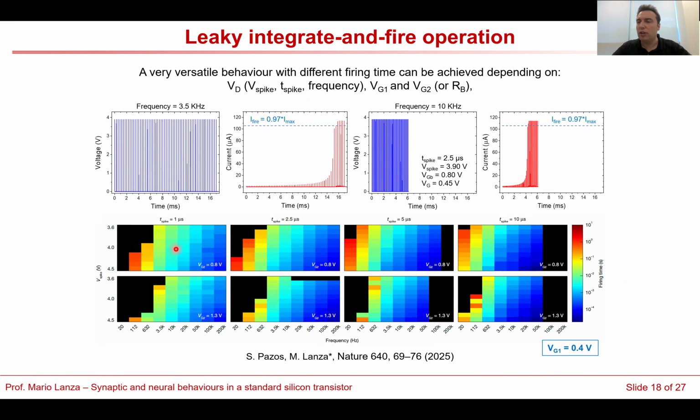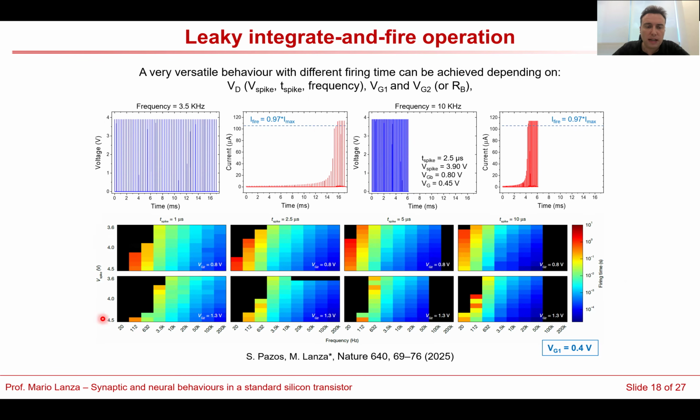For the neuron, we also need to observe the leaky integrate-and-fire operation. And this is something we have observed by applying a sequence of pulses with different frequencies and different voltages. So as you can see here, when we apply pulses of nearly 4 volts with a frequency of 3.5 kilohertz, we need some specific time of around 14 milliseconds to let this device fire, to produce a spike at the output. However, if we increase the frequency, the firing time will be much shorter.